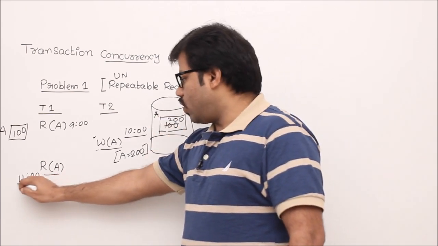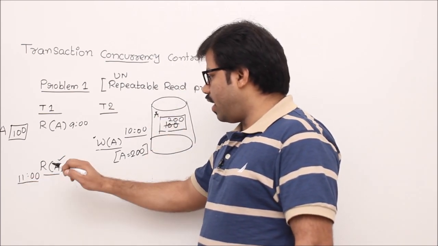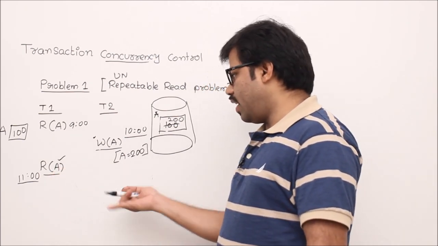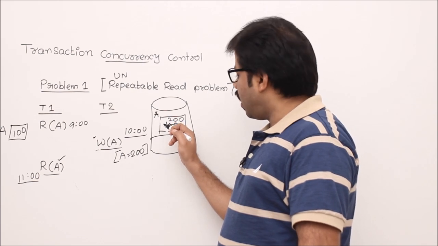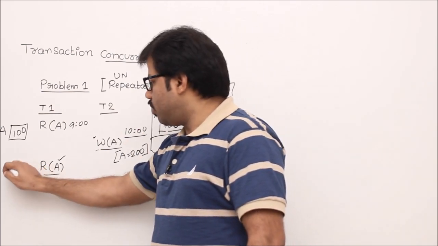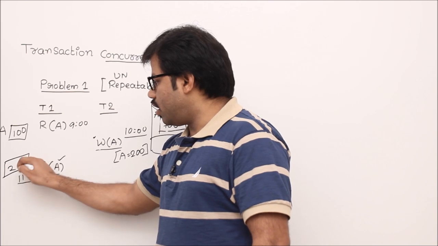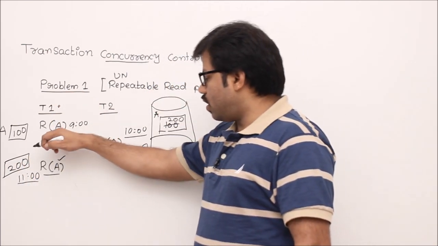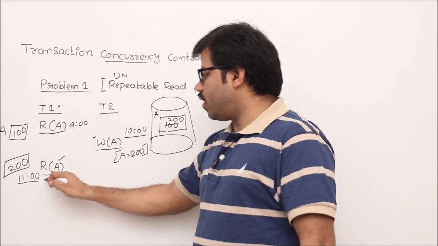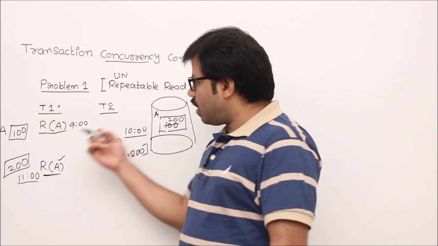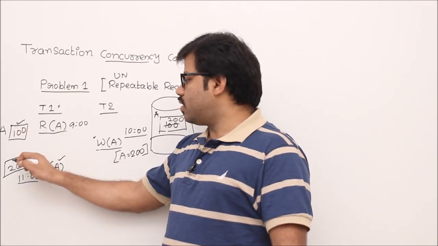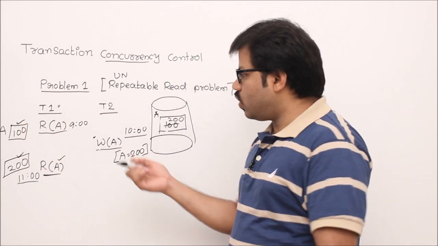Now see at 11 o'clock. At 11 o'clock, if this read of A happens, what is the intention of this read of A? Simply reading it, right? Go to the database variable and fetch it. So this time you will be seeing 200, right? You have only one transaction and you have written the instruction read of A two times. Then that transaction should see the same data. So here you are seeing 100, and there you are seeing 200. So this is actually a problem.